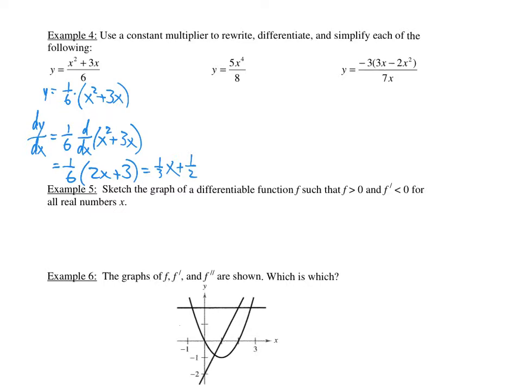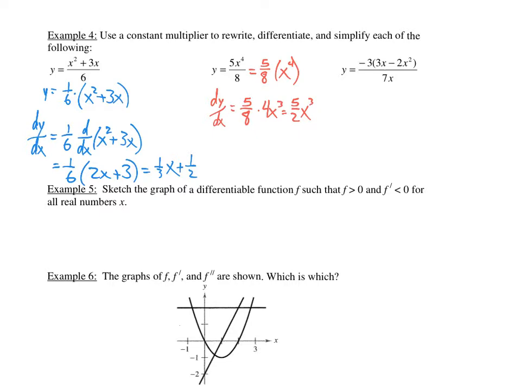Okay? Another example here, if I view this as 5/8 times x to the 4th, then I can simply take the derivative of x to the 4th, which is 4x cubed, and then multiply that by the 5/8. So this would be 5/2 x cubed.